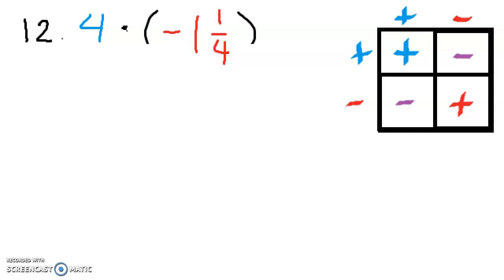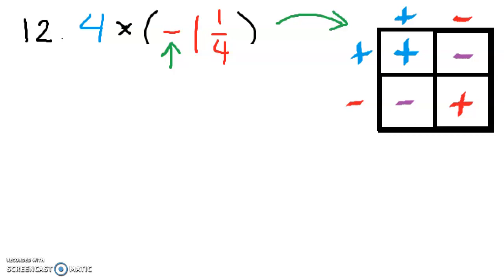Last but not least, we have problem number 12, which is 4 times a negative 1/4. Now yes, that dot in between the two does mean multiplication. It's just another way to write it. And like other multiplication problems, we are going to start by ignoring that sign because we know that our final answer is going to have a sign that is dictated by our table.